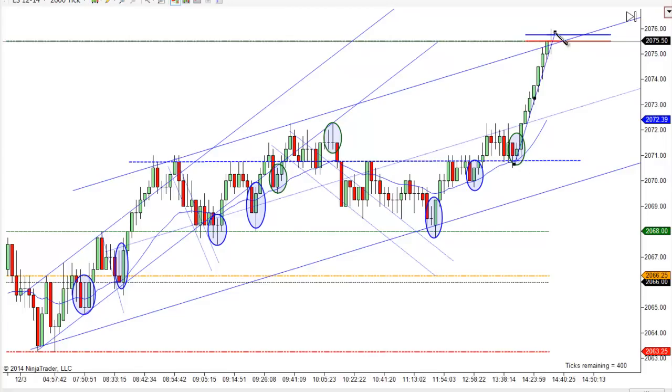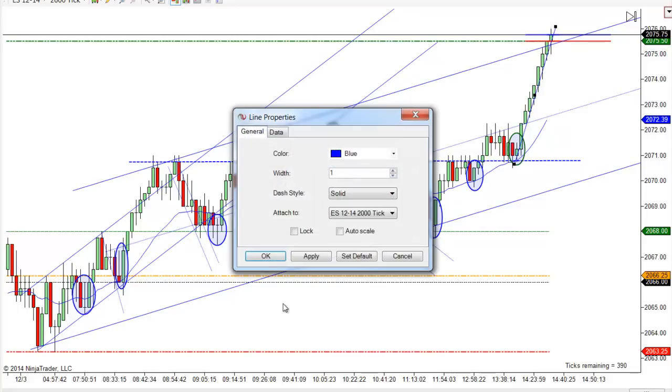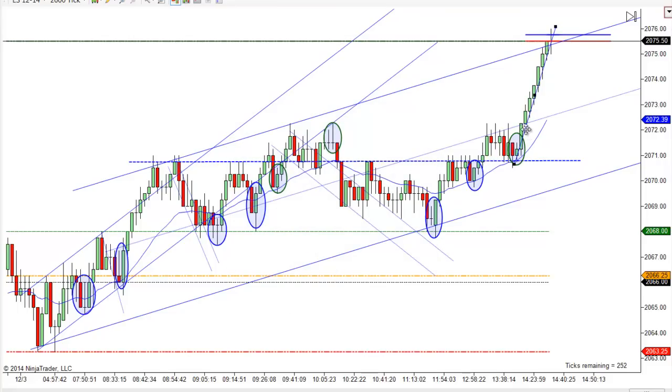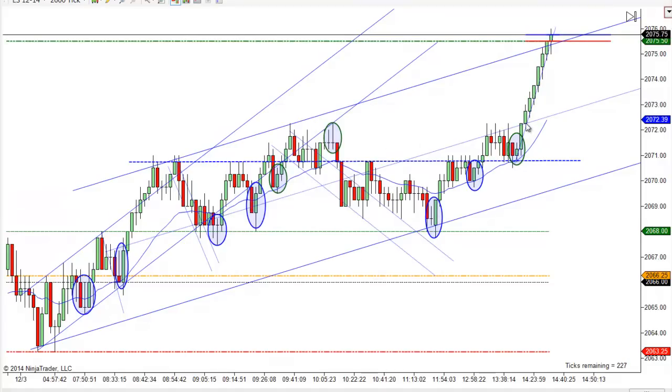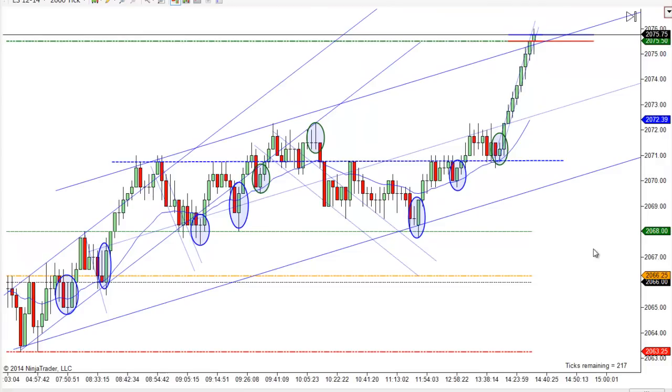Let's draw our short term, oops, our little short term trend channel here. That will alert you to when this thing is likely over. Notice we hadn't had a break of that yet. It's just straight up. So nice move there.